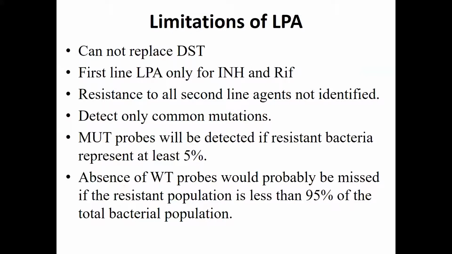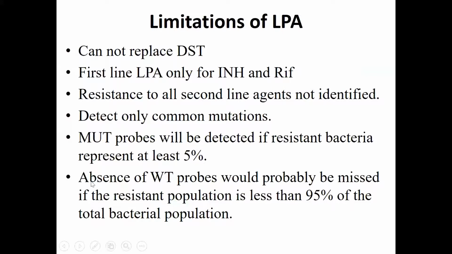Like first line, it will pick up only INH and rifampicin, and resistance to second line, all second lines are not identified, and it detects only common mutations, no novel mutations. So phenotypically, it may be resistant. Genotypically, it may not pick up the mutation because it is not included in the panel.